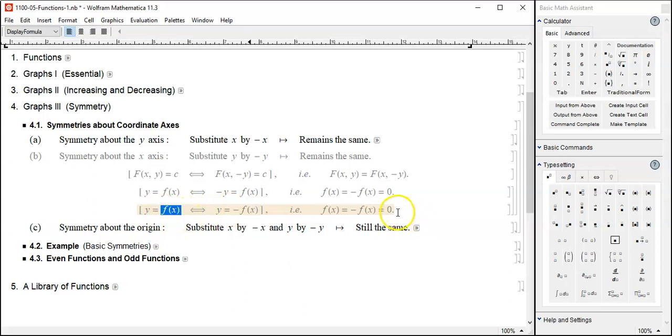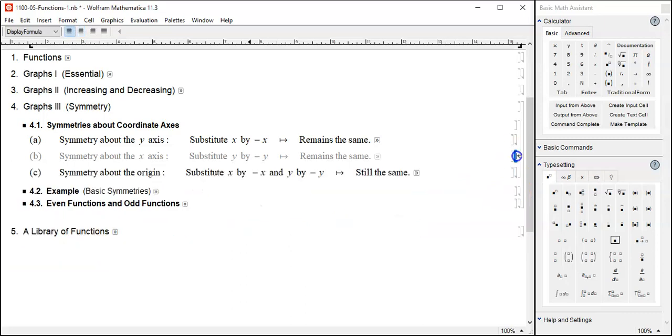And then compare with the original, y equals f of x. So we have to have f of x equal to negative f of x, but that only happens when f of x is constantly 0. So unless we have a zero function, the trivial case, this will never happen. So you don't have to worry about the symmetry about the x-axis.